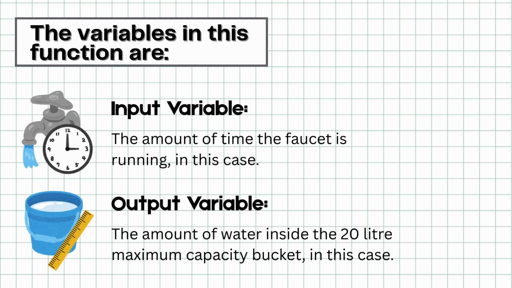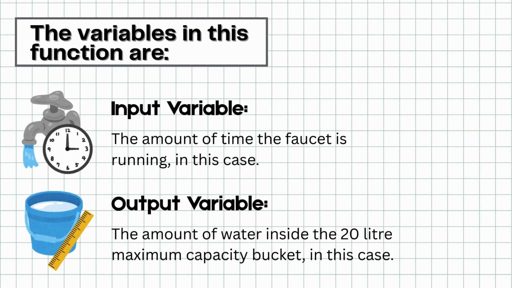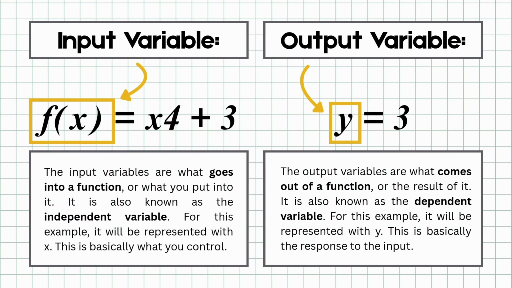The variables in this function are the input variable, the amount of time the faucet is running in this case, and the output variable, or the amount of water inside the 20-liter maximum capacity bucket in this case. Input variables are what goes into a function, or what you put into it. It is also known as the independent variable. For this example, it will be represented with x, which we're gonna substitute. This is basically what you control.